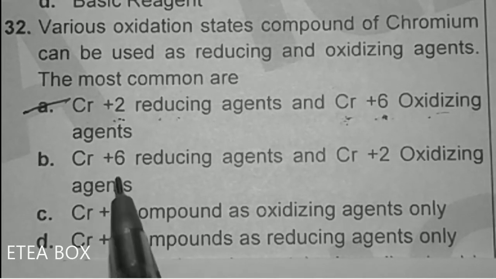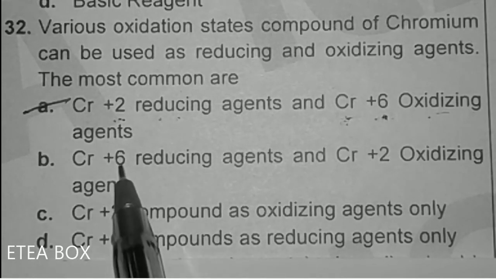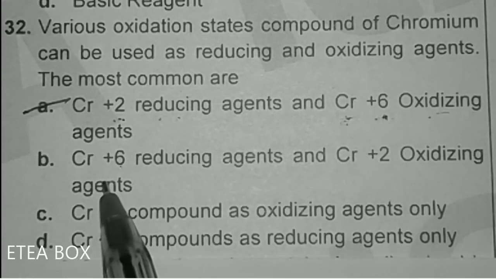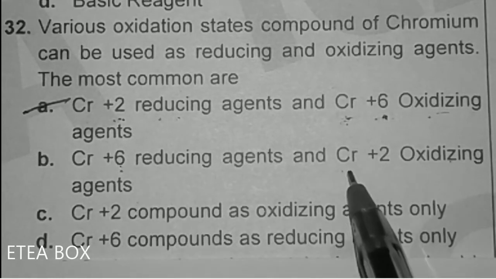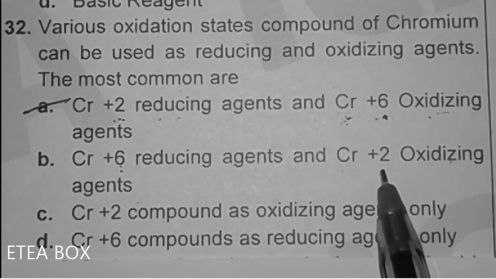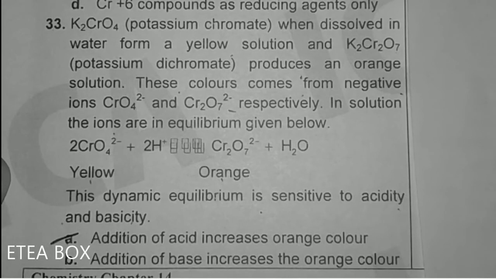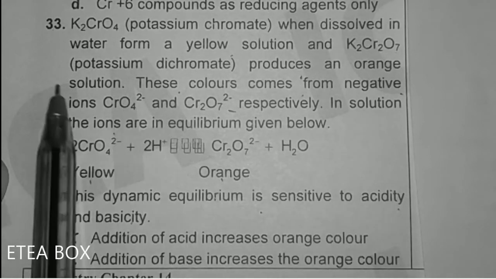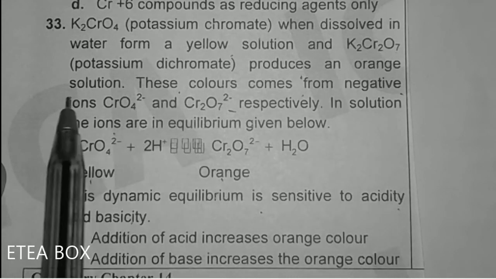Look at the B option, chromium plus 6 reducing agent. This one is incorrect because chromium plus 6 cannot be a reducing agent because it does not have any electron to lose. Okay, chromium plus 2 oxidizing agent. This one is also incorrect because the stable oxidation state for chromium is plus 3. Okay, so it will lose the electron in order to make itself stable, that's why it cannot act as an oxidizing agent.